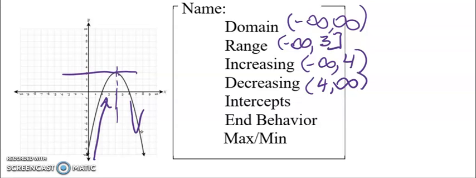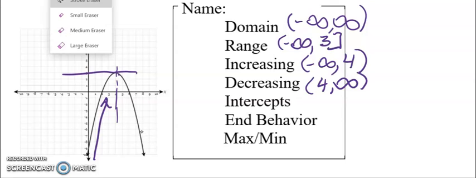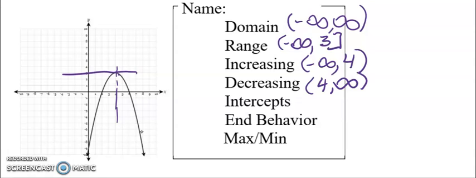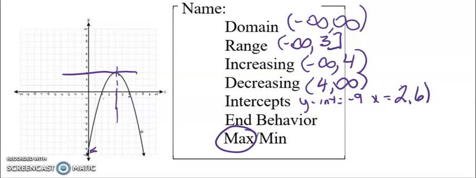And these intervals are named along the x in which they occur. So don't let that fool you. We are not naming the y, we're naming the x. Alright, let's talk about the intercepts. We have a y-intercept right here at negative 9. And we have 2 x-intercepts at 2 and 6. This again is a maximum, the highest point on the graph. It is at 4, 3.